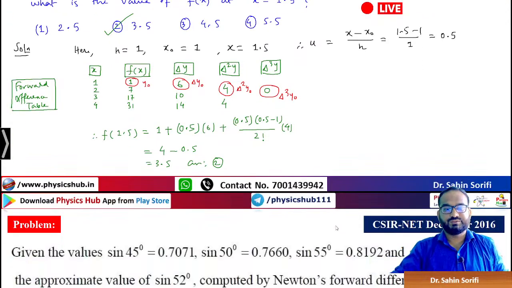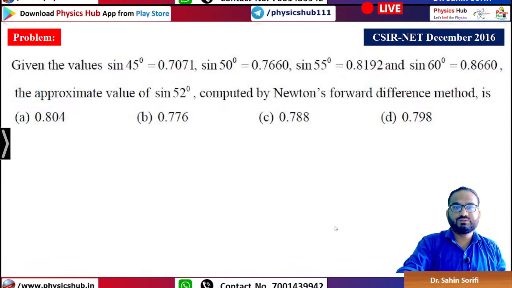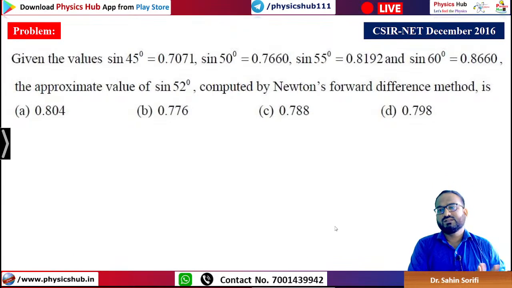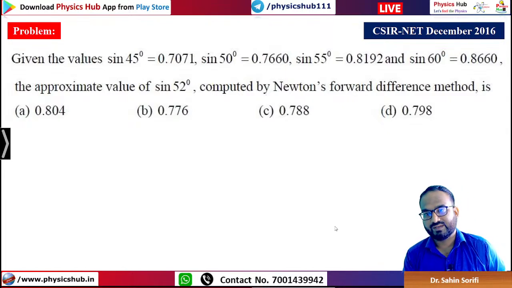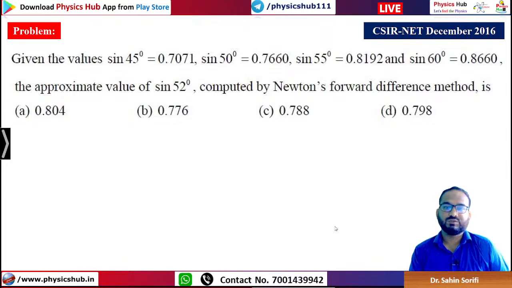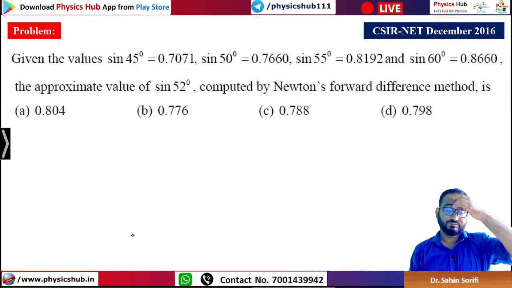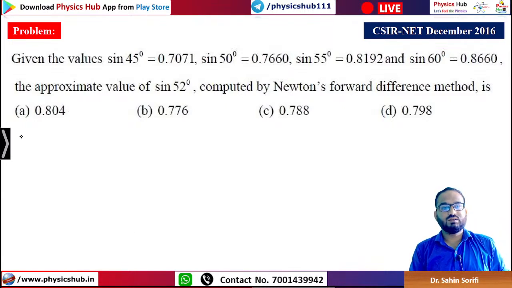Option B. Okay, try to do this problem. Simple thing. This came in December 2016. Given sine 45 degrees, sine 50, sine 55, sine 60, find the approximate value of sine 52. You can consider it in this way: just ignore the sine and consider 45, 50, 55, 60 and the corresponding values. First of all, you need to make the forward difference table.